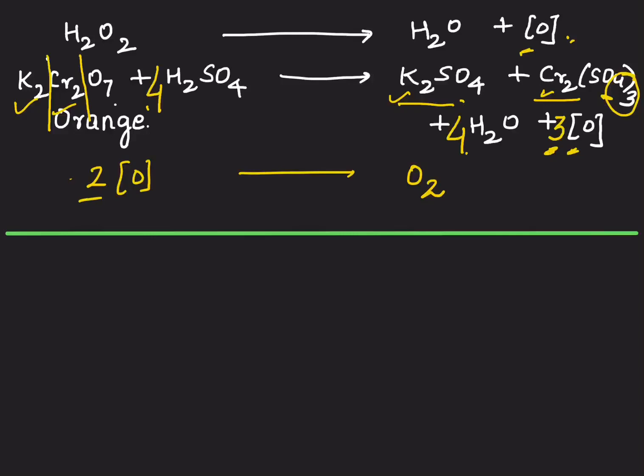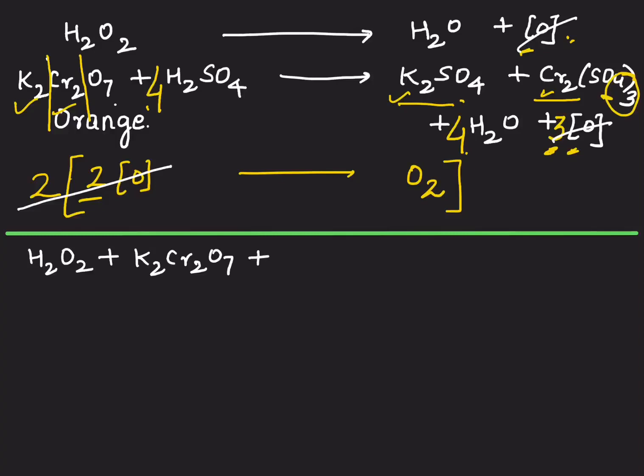We need to use up 4 nascent oxygen. What do I do? I multiply this entire equation by 2 again. So no profit, no loss. We cancel out the nascent oxygen. Now add the two equations. So you'll have hydrogen peroxide plus acidified potassium dichromate, which is orange in color. And we have 4H2SO4 because it's an acidic medium. Don't forget that. Gives us the products K2SO4 plus chromium sulfate.